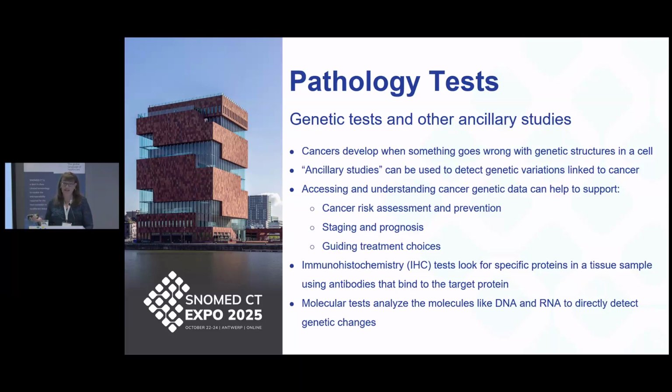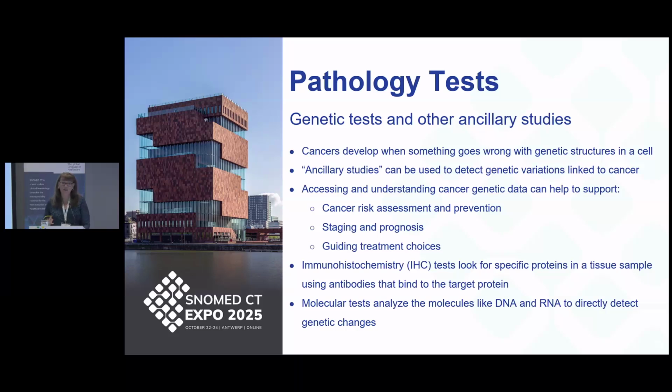So why are these tests important to us? Well, cancers develop when something goes wrong with the genetic structures in a cell. And by being able to access and understand the genetic test results, we can assess the risk of cancer and guide preventative measures. We can help with the staging and the prognostic scoring, and it can help to guide the treatment choices by predicting how a patient with certain genetic characteristics is going to respond to those treatments.